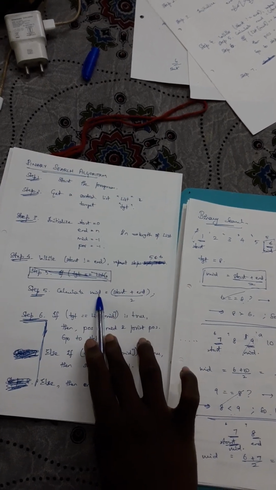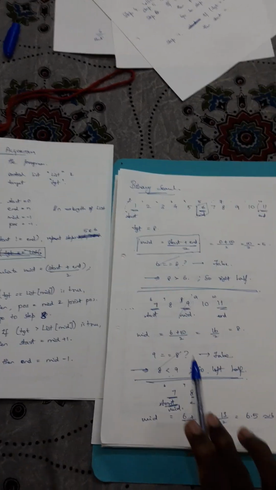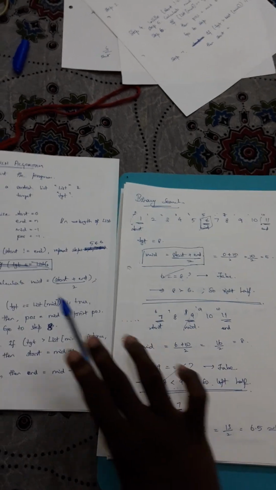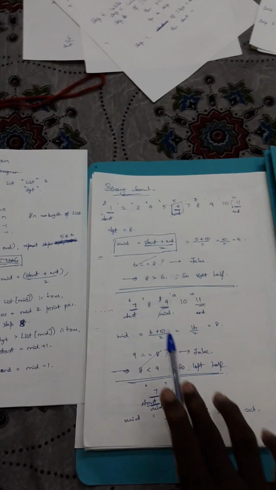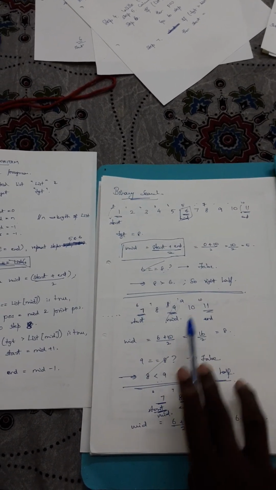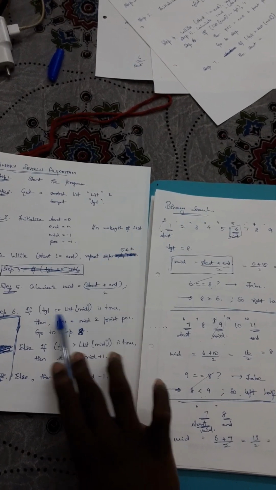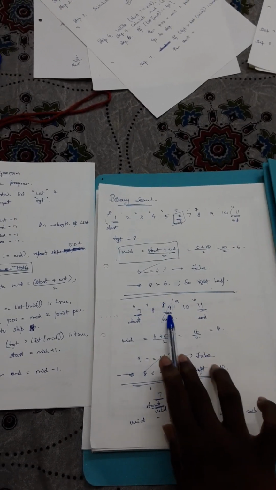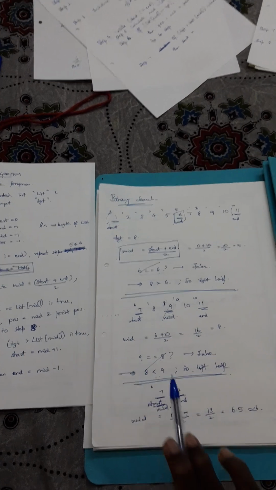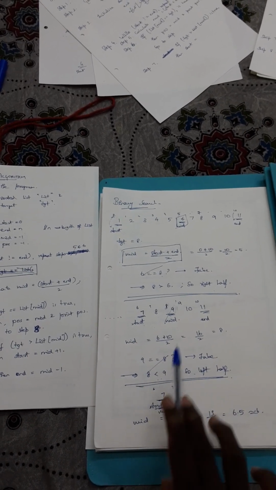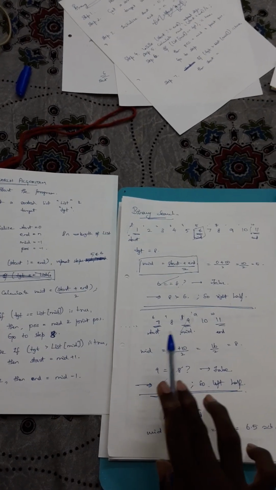While entering the loop again, we calculate mid again. Mid is again calculated as start plus n by 2, so that is 6 plus 10 divided by 2, which is 8 right now. So this is the mid, and you just repeat the process. You compare target and mid. Now mid is 9 and the target is still 8. So is 8 equal to 9? No. Then you check if it is greater: 8 is not greater than 9.